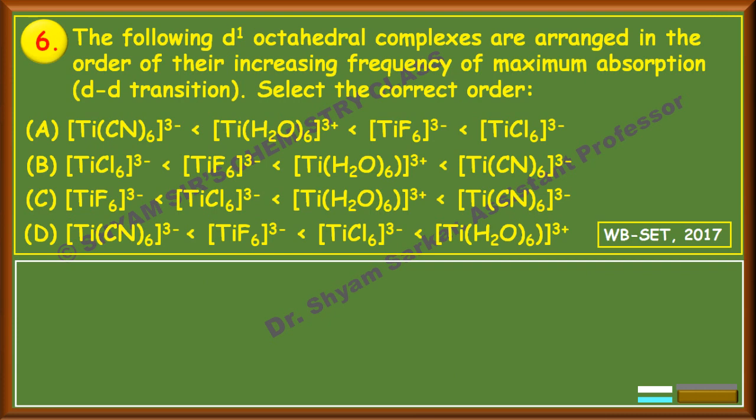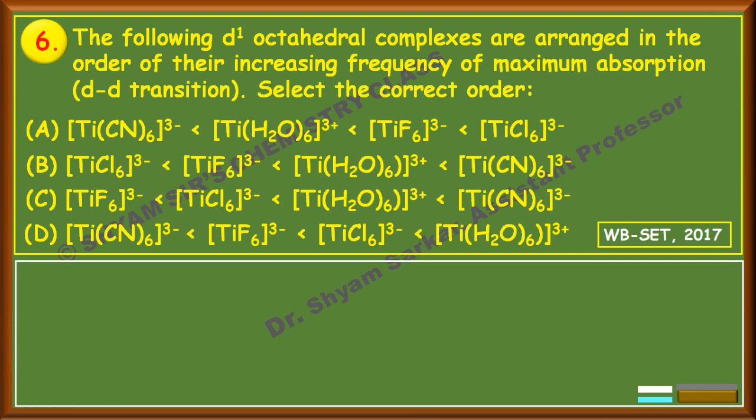Let us see the next question. The following d1 octahedral complexes are arranged in the order of their increasing frequency of maximum absorption, that is, the dd transition is given. Select the correct order. So here they have arranged according to their frequency of maximum absorption. Okay, so let us see how to solve this type of question.